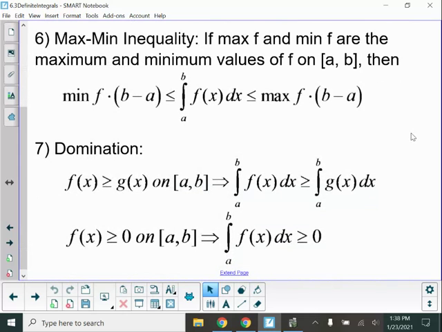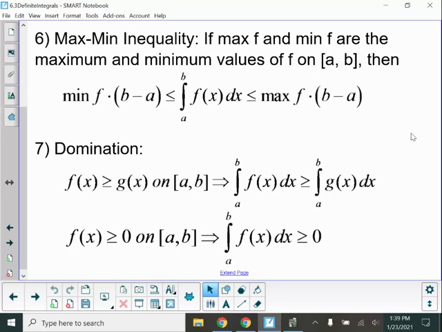The max-min inequality, I do have a picture for this on the next slide because this one is something that can be kind of difficult to wrap your head around unless you really see it and how it plays out. So if max f and min f are the maximum and minimum values of your function, then the minimum of f times b minus a has to be less than the integral, which has to be less than the max of f times b minus a.